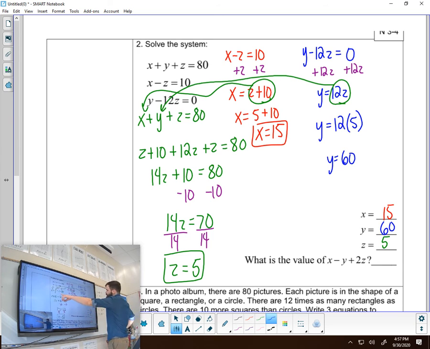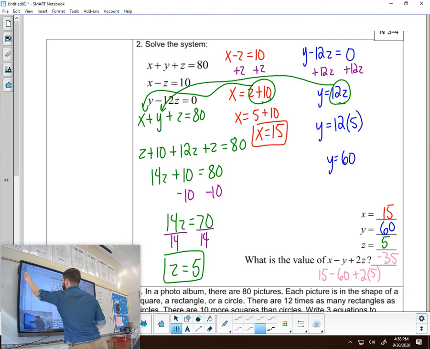Let's go back and make sure that makes sense. Does 15 plus 60 plus 5 equal 80? Yes, it does. So these are all true equations. So then, last thing, what is the value of x minus y plus 2z? Well, x is 15, so 15 minus my y, which is 60, plus 2 times z, which is 5. So 15 minus 60 is negative 45, and this is 10, so negative 45 plus 10 is going to be negative 35. So there's our answer: 15, 60, and that last one, negative 35.